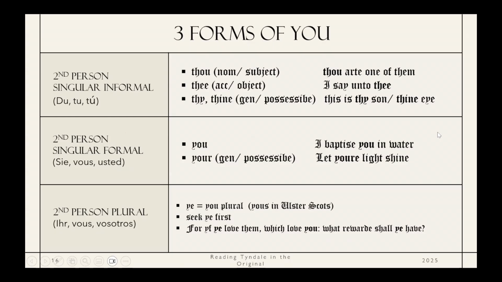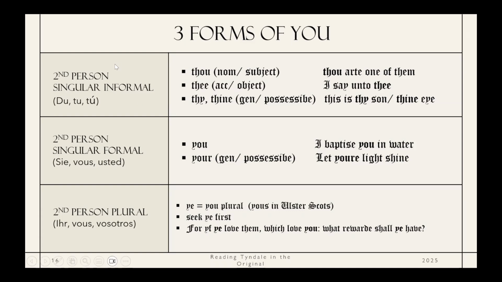Another confusion for people, particularly if you've not done Shakespeare or you've not grown up on the King James Version, is that there's 3 different forms of you. In English today, there's one form of you, although if you live in Texas, you might say you all, and if you live in Ulster, you might say yous. So there is kind of 2 forms of you, depending on where you live. But anyway, in Tyndale's day, there were 3 forms of you.